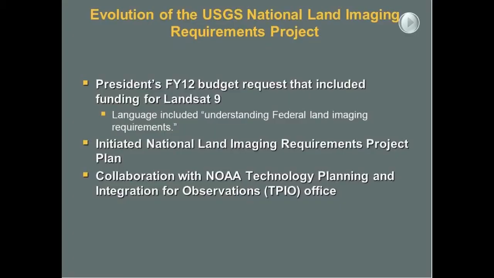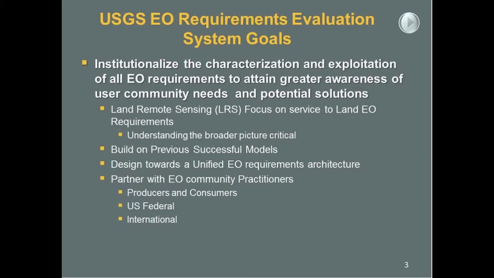And so we really initiated a pretty concerted effort to try to get that going. We looked around to find some partners to do that with, and one of our primary partners is NOAA, and we're collaborating with their Technology Planning Integration for Observations Office, who has been working on user requirements for a little over 10 years. A great asset for us to partner with. Next slide, please. So again, what we're trying to do is institutionalize this characterization and exploitation of all Earth observing requirements.